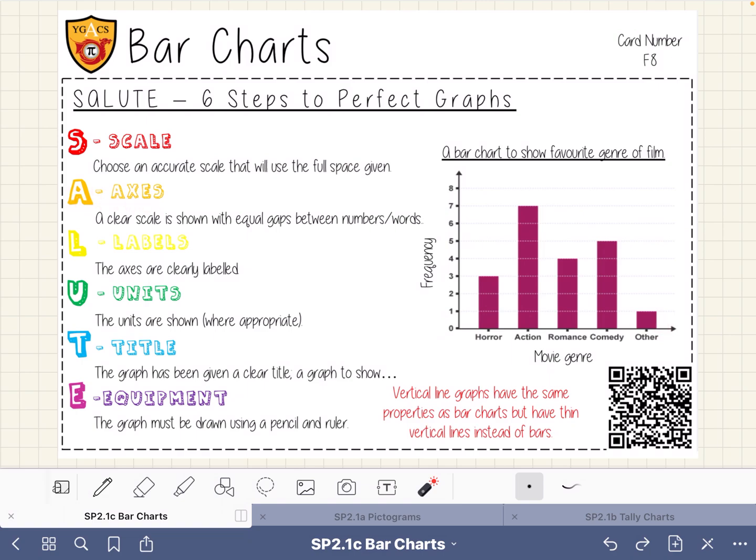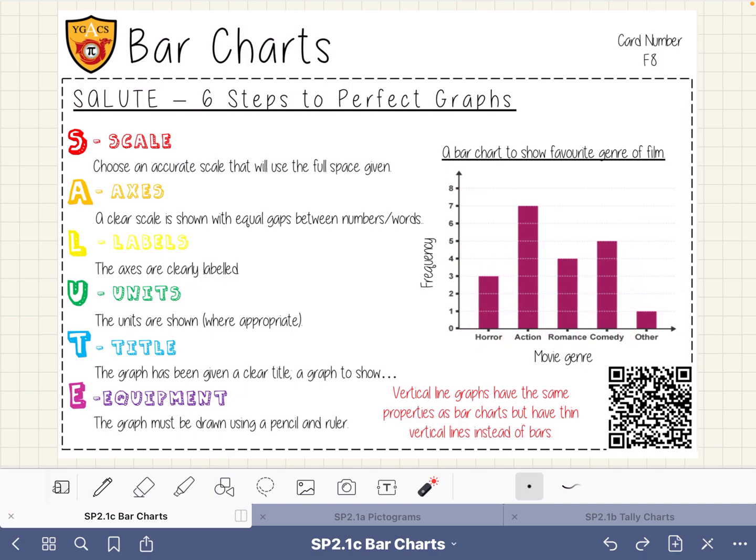The next we look at the axes. So we're looking at the y-axis and the x-axis. Making sure a clear scale is shown with equal gaps in between the numbers or words. So we can see here that we have a clear scale. We've got the names of the different genres across the bottom here, and we've labelled it up as being a movie genre. We have clear gaps in between these bars as this is discrete data.